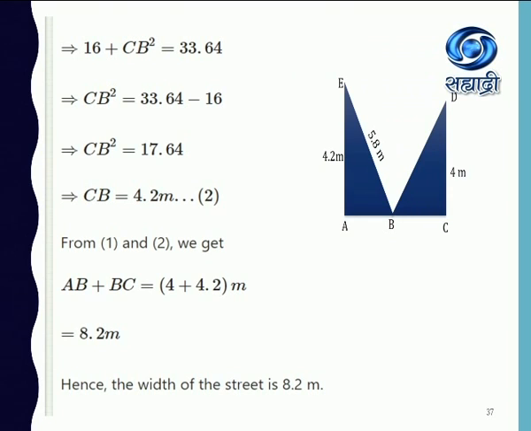So now the street is complete, it is AB plus BC, that means you can read it as AB plus BC or BA plus CB, whatever it is, the meaning is the same. So AB plus BC is 4 plus 4.2, total 8.2 meters, hence the width of the street is 8.2 meters. I hope you have understood it. Practice the same, you will get the answer.